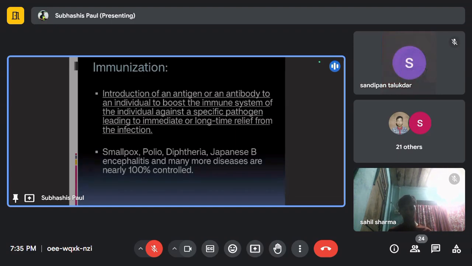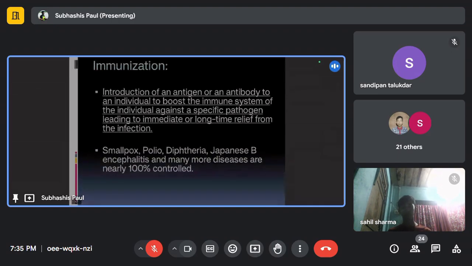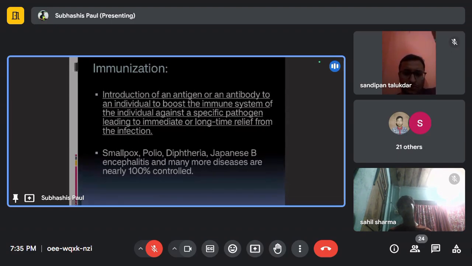But immunization basically started during the period of Renaissance by Louis Pasteur and Edward Jenner. They did a lot of experiments regarding immunization without even knowing the kind of immune system we have, because the technologies we used at that time were very primitive, and the molecular techniques were not developed. Still, immunization has been defined as the introduction of an antigen or an antibody to an individual to boost the immune response of the individual against a specific pathogen, leading to immediate or long-time release from the infection.